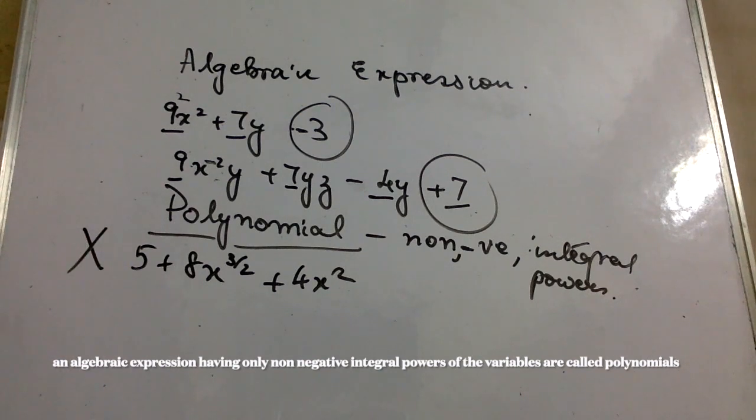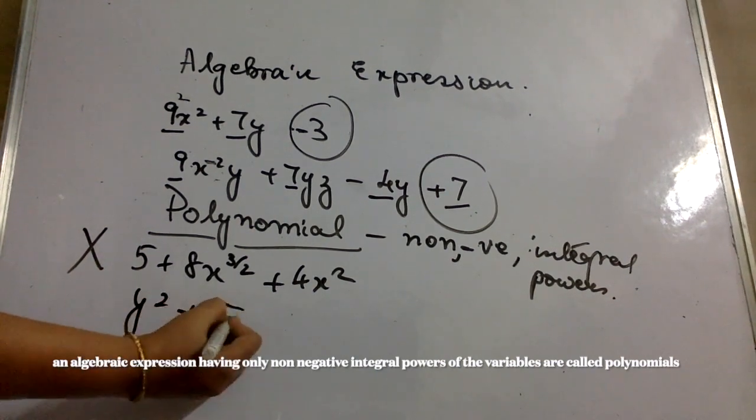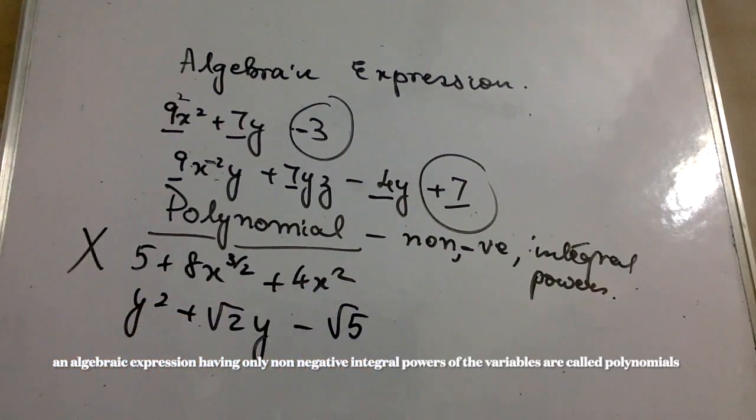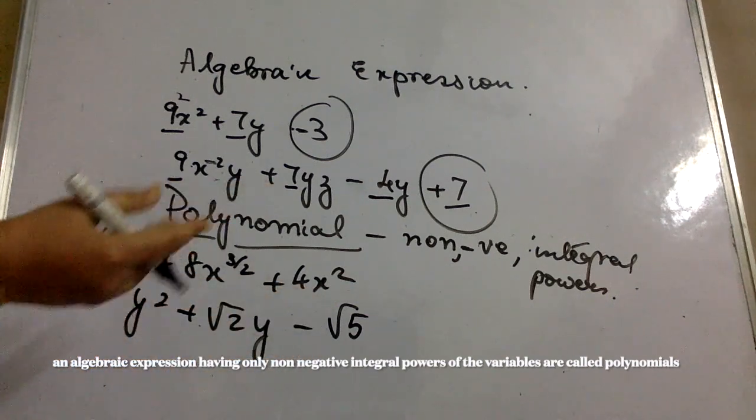Let me take another example where we'll see that it is not a polynomial. Here, let's take y square plus root 2y minus root 5. Now this is definitely an algebraic expression. But if we look closely, the moment people see this, they think, okay, this is 2 to the power half and 5 to the power half and all that.